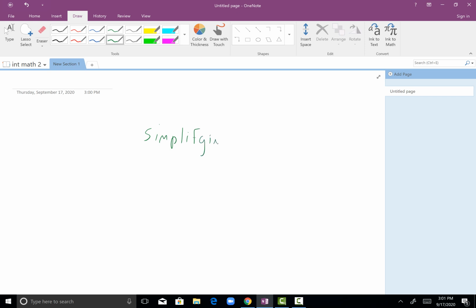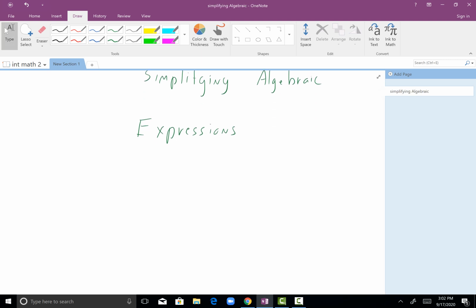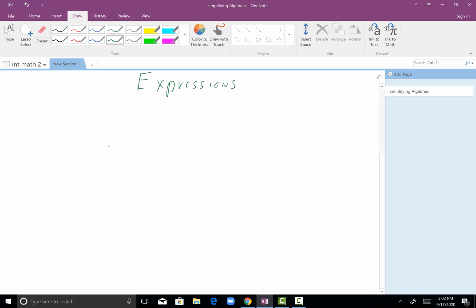What we're going to say, simplifying some algebraic expressions. Okay, so first of all, key idea here, combine like terms. Yes, that's what we want, combine like terms. That's kind of the key thing. So what is a like term?